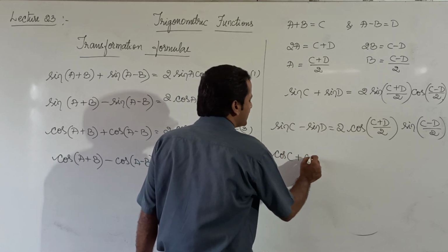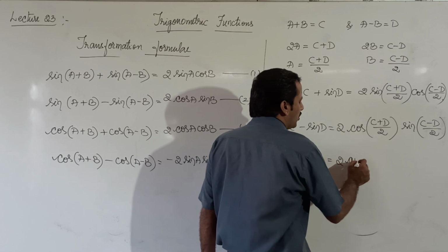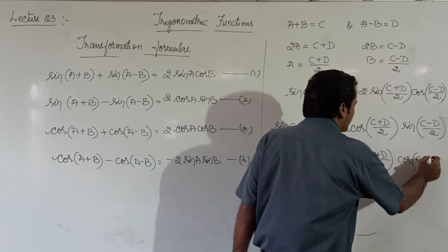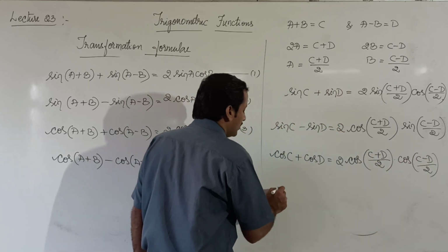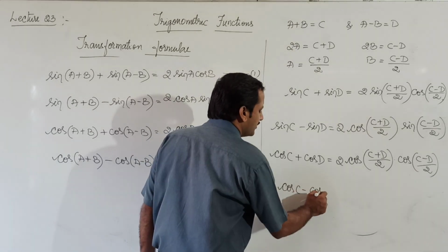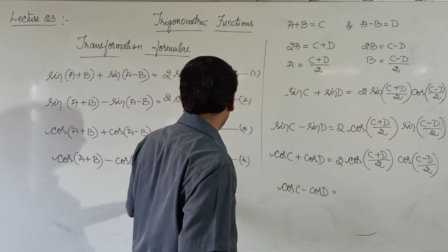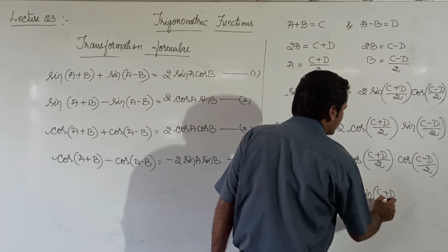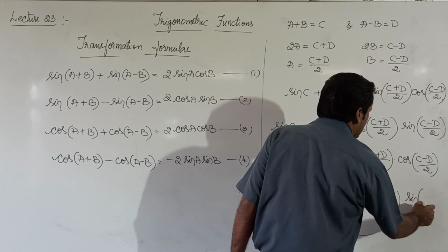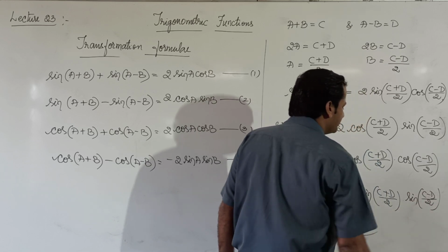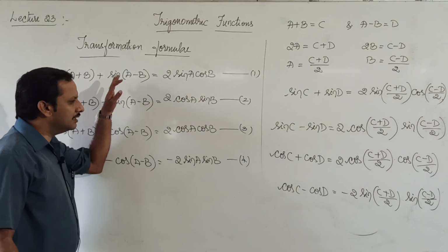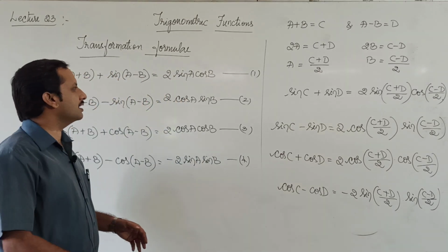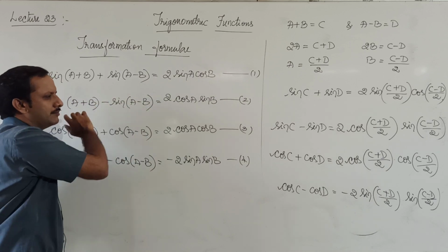Then we get cos c plus cos d is equal to 2 cos (c plus d) by 2 into cos (c minus d) by 2. And finally, cos c minus cos d is equal to minus 2 sin (c plus d) by 2 into sin (c minus d) by 2. Okay, you have to remember these four as well as these four. Okay, so here we can convert the product of two functions into sum or the difference.